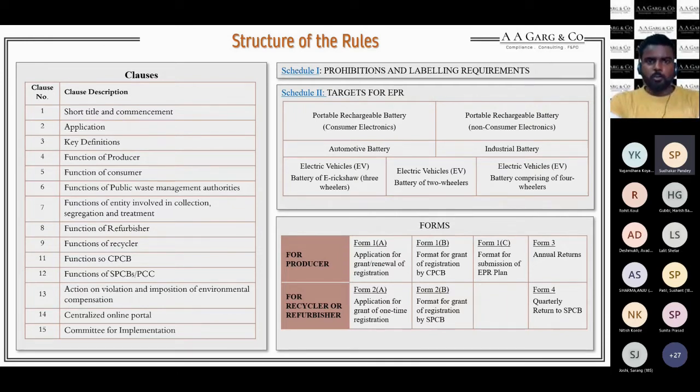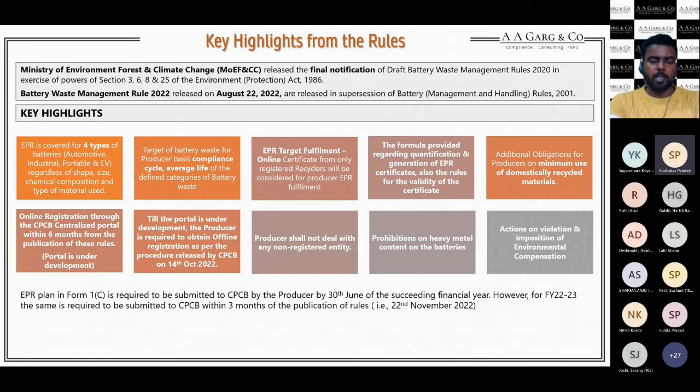I will quickly run you through the key highlights from the rule that we have picked up. This Battery Waste Management Rule 2022 is released in supersession of the Battery Management and Handling Rules 2001. So this is very clear. The rule covers four types of batteries, as I already spoke about: automotive, industrial, portable, and electric vehicle batteries. And these are covered regardless of the shape, size, chemical composition, and type and use of the material used in the battery.